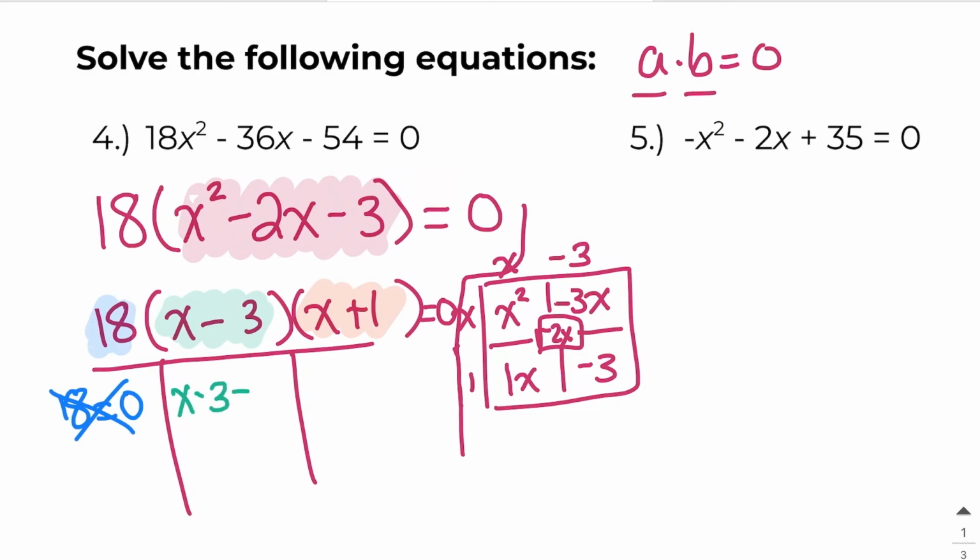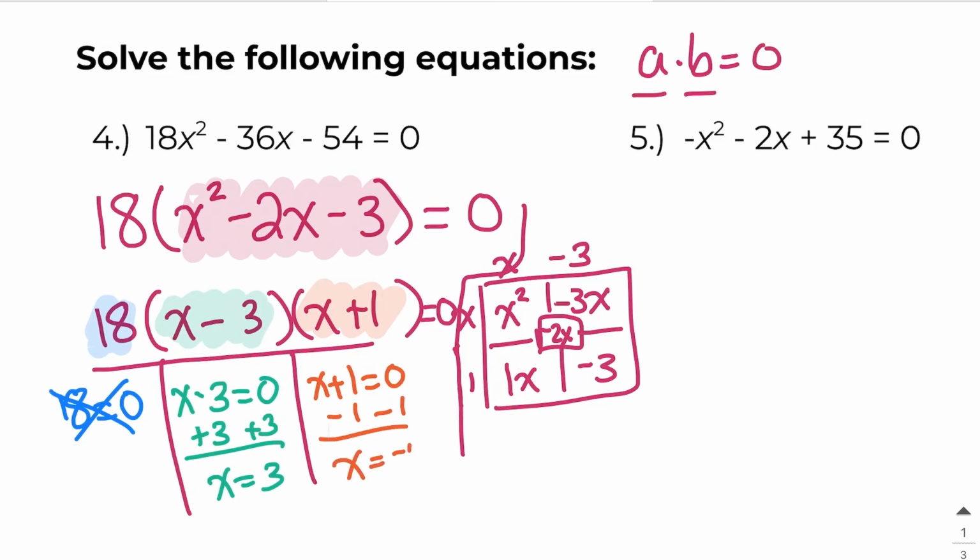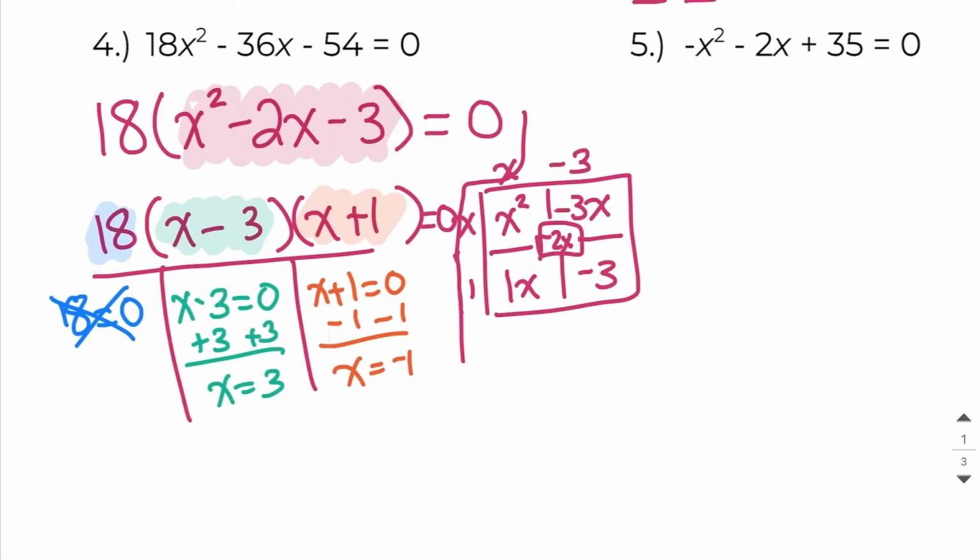X minus 3, I would set equal to 0. In order to solve this, I would add 3 to both sides, so x equals 3. And then here, x plus 1 equals 0. Subtract the 1, and I get x equals negative 1. So that means here that my two answers, my two solutions, are 3 and negative 1.